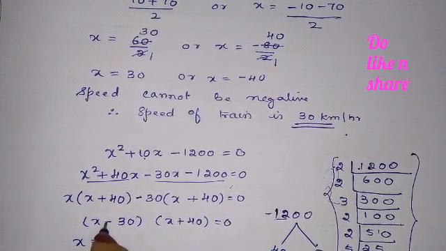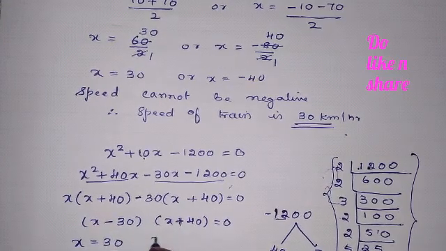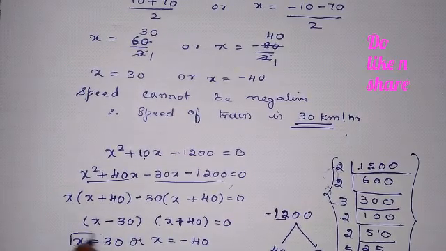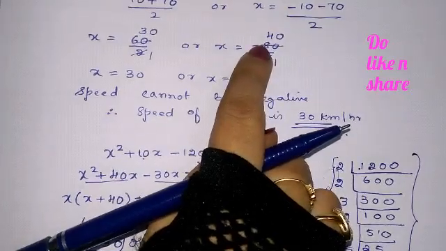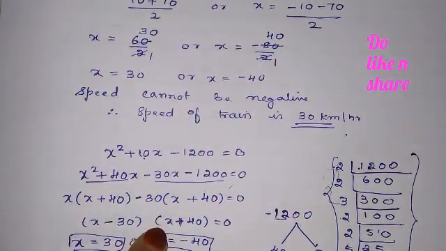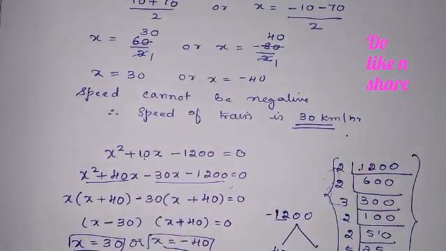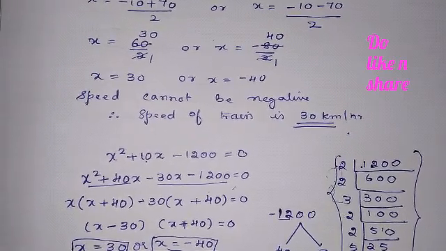Factorization: x is equal to, if minus is there it becomes plus, and if plus value is there it becomes minus. Same we got, x is equal to 30, x is equal to minus 40. Here also we have got the same thing. So we can either do factorization or we can go for formula method. So we have completed till question number 25.